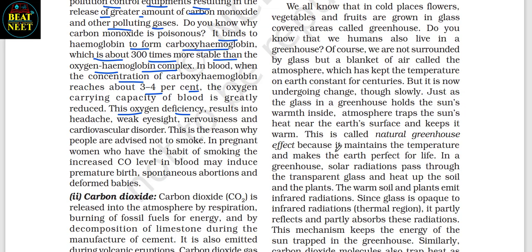This is the reason why people are advised not to smoke. In pregnant women who have the habit of smoking, the increased CO level in blood may induce premature birth, spontaneous abortions, and deformed babies.